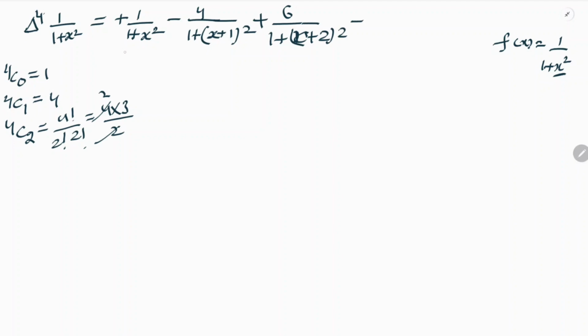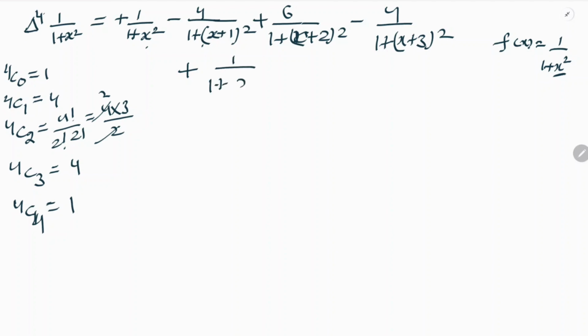Here the power is 4. So there should be 5 terms. 1, 2, 3, 4. The 4th term will be 4C3 and that will be 4. So we have 4 upon 1 plus x plus 3 square. Then positive sign. In the last we have 4C4, that will be 1. 1 upon 1 plus x plus 4 square.